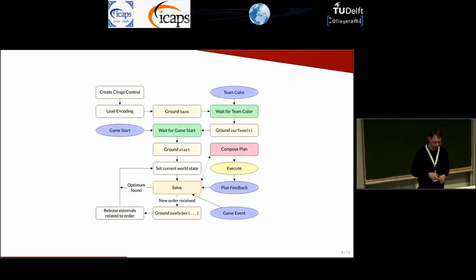So how does the overall structure or the flow look like? First we load the encoding and ground the base program. That's still rather cheap, but when we wait for the team color, we are either playing cyan or magenta, so there are two teams in the environment. We need to ground this plan. That's a rather large program that we need to ground. And that grounding is what really kills us and what is really expensive. And that is also the reason why we cannot reground every time we want to plan. So that's something that we will look out for. We can do this ahead of the game start though. So once we are actually in the solving cycle, it's not so bad anymore.